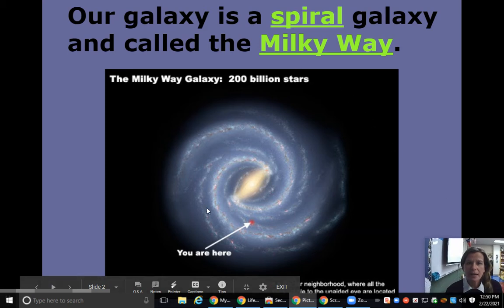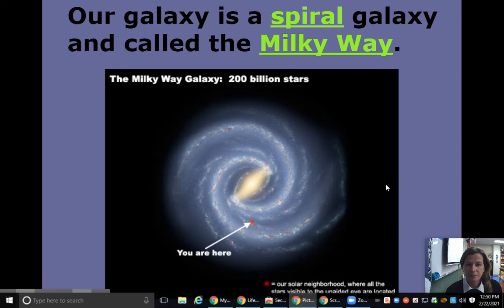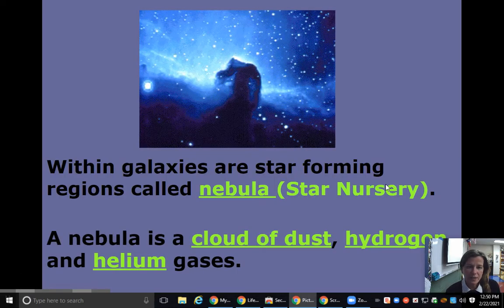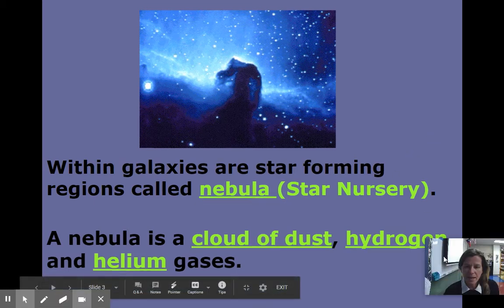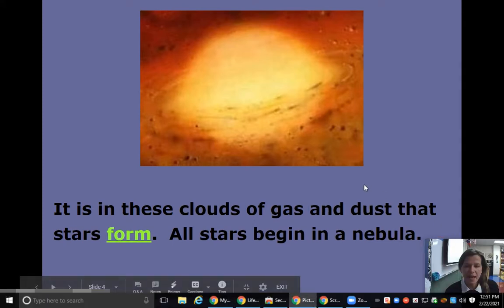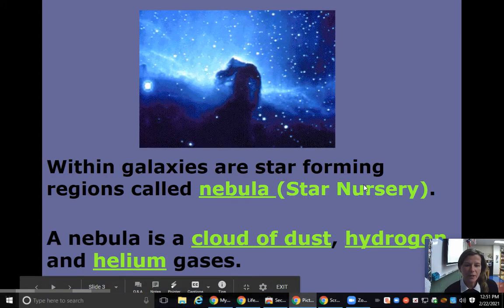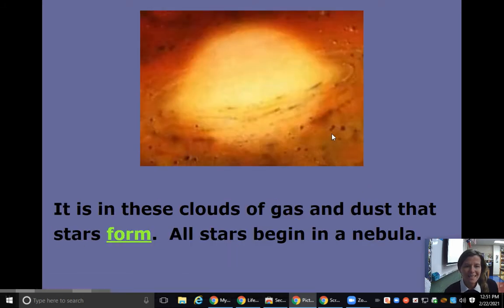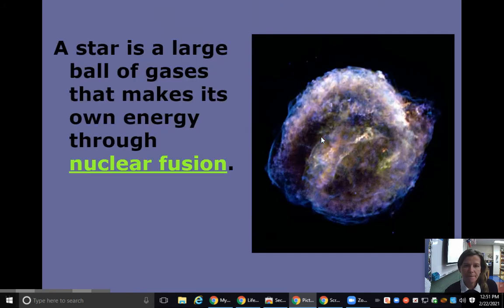Our galaxy is a spiral galaxy called the Milky Way. Our sun is here. Within galaxies are star-forming regions called a nebula, a star nursery. A nebula is a cloud of gas and dust held together by gravity. It's in these clouds of gas and dust that stars form. All stars begin in a nebula.